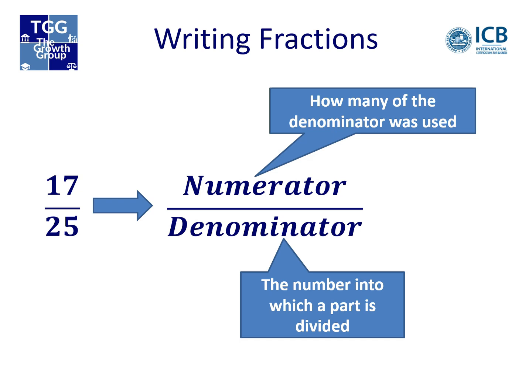So if we have 17/25, like in this example, what are we talking about? We are talking about 25ths. So that's the denominator. And how many of the 25ths are there? There are 17 25ths. So 17 is the numerator.